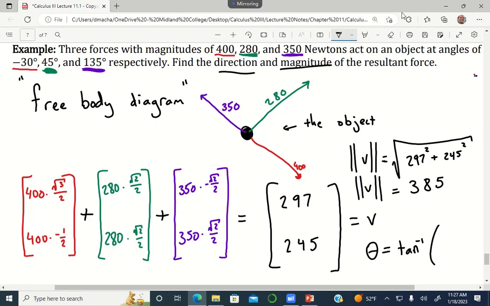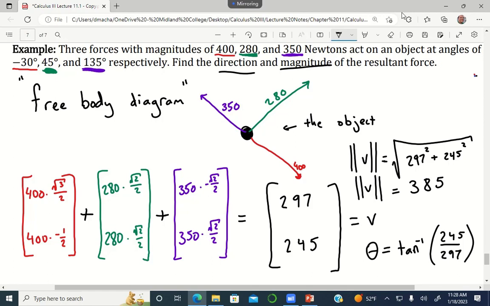Of the, let's see, tangent of the angle would be opposite over hypotenuse, which would be y over x. And so this would be 245 over 297, right? I hope that's right.